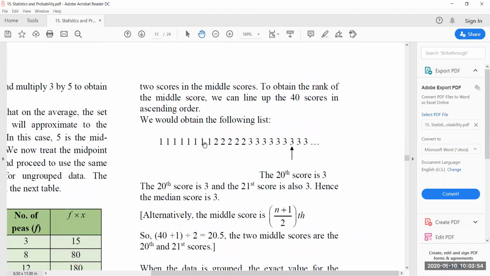So obviously we write it out here. And we know that the total is 40, right? So half of 40 is 20. So 20 should be in the center. So the 20th score, in this case, if we were to line up everything and list it out, will be 3. So the 20th score is 3, and the 21st score is also 3. Hence, the median score is 3, because if you add 3 and 3 together, you get 6, and divided by 2, you will get 3. You follow?